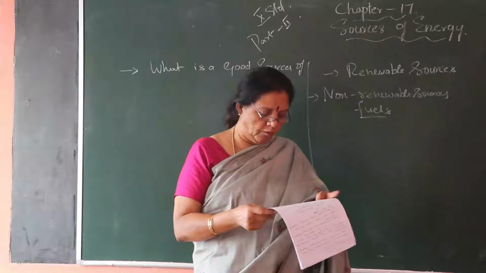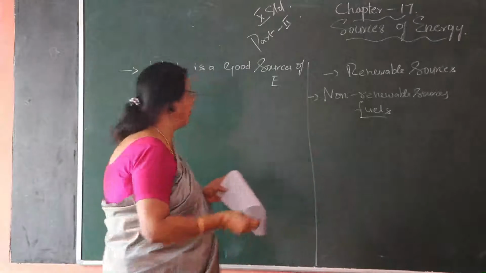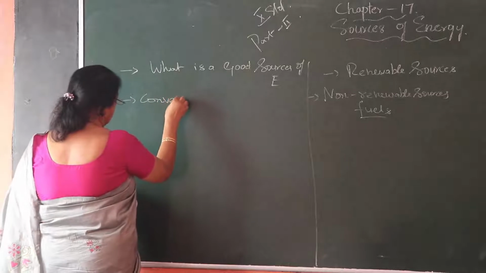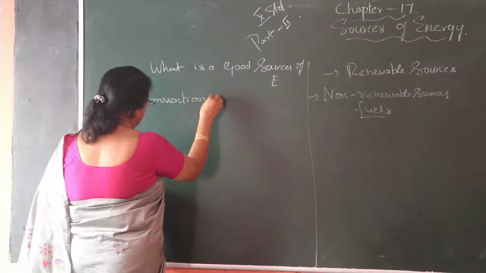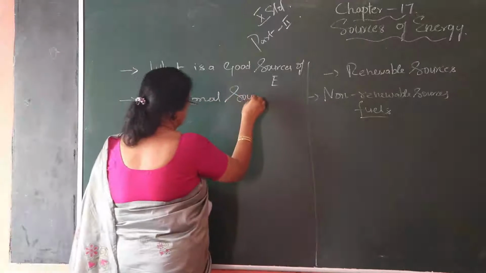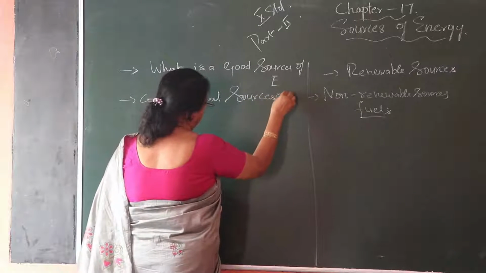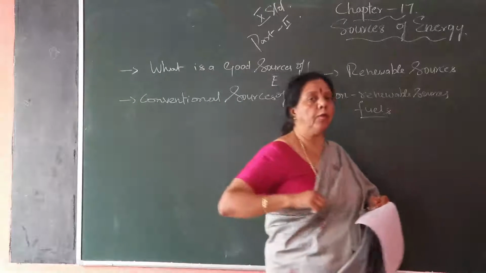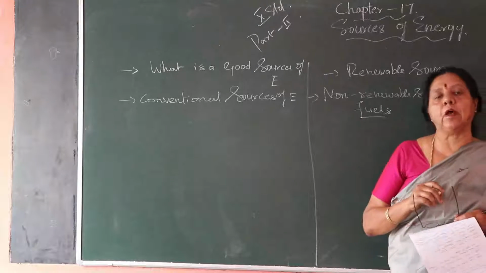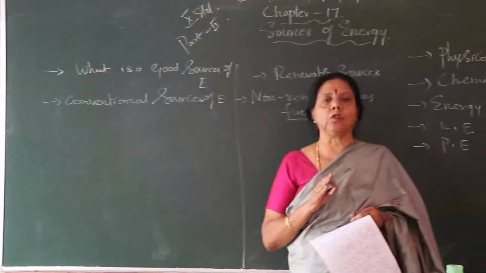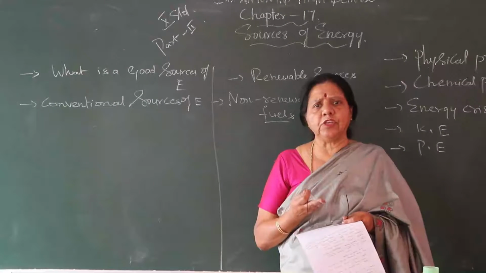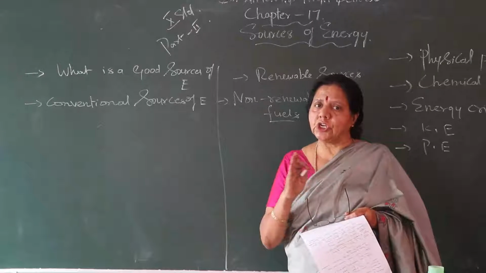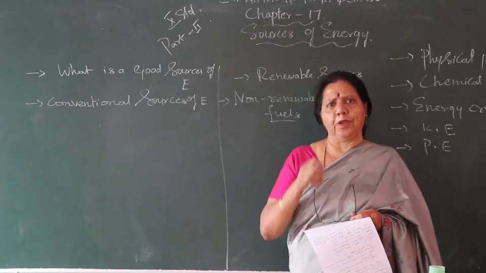So next we will go for the conventional sources of energy. Follow, children. Conventional sources of energy. What do you mean by the second heading? What do you mean by conventional sources of energy? A conventional source is nothing but sufficient, convenient, comfortable, all these things. It is very easy, children.